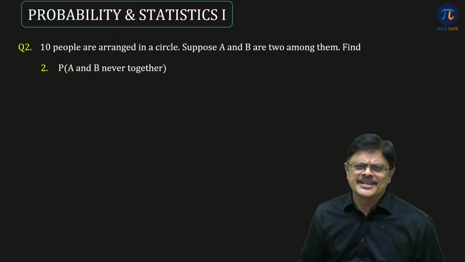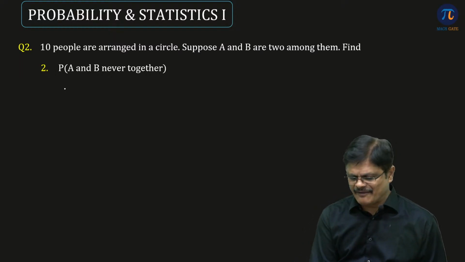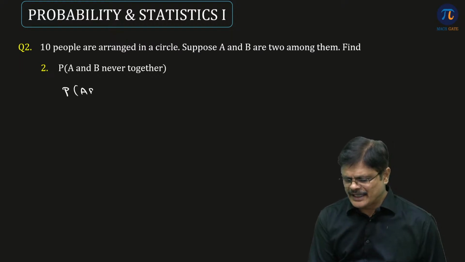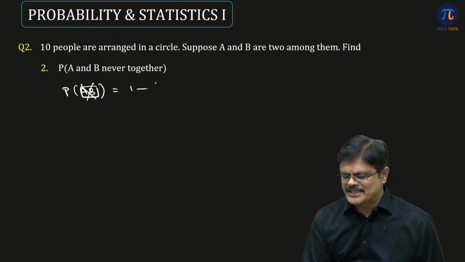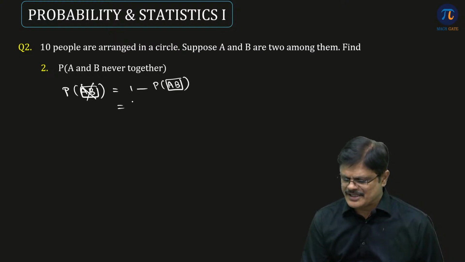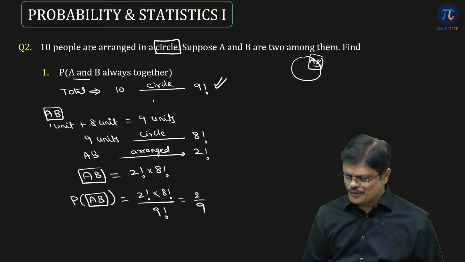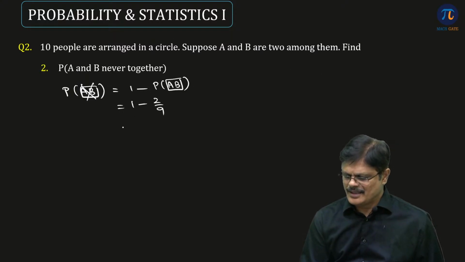Now, 10 people are arranged in a circle. What is the probability that AB are never together? So, you use the indirect counting technique for this. Probability that AB are never together is given by 1 minus probability that AB are always together, which is 1 minus 2 by 9. And that is nothing but 7 by 9.